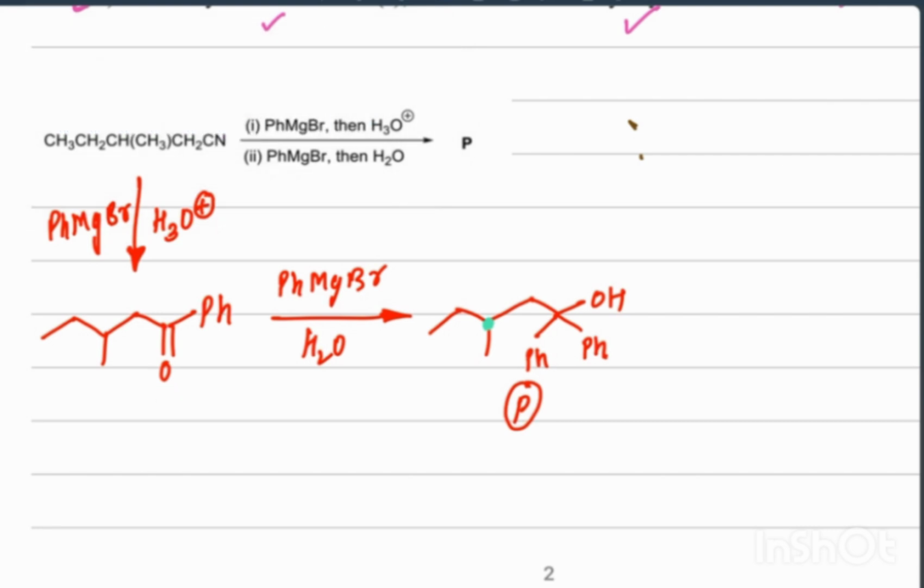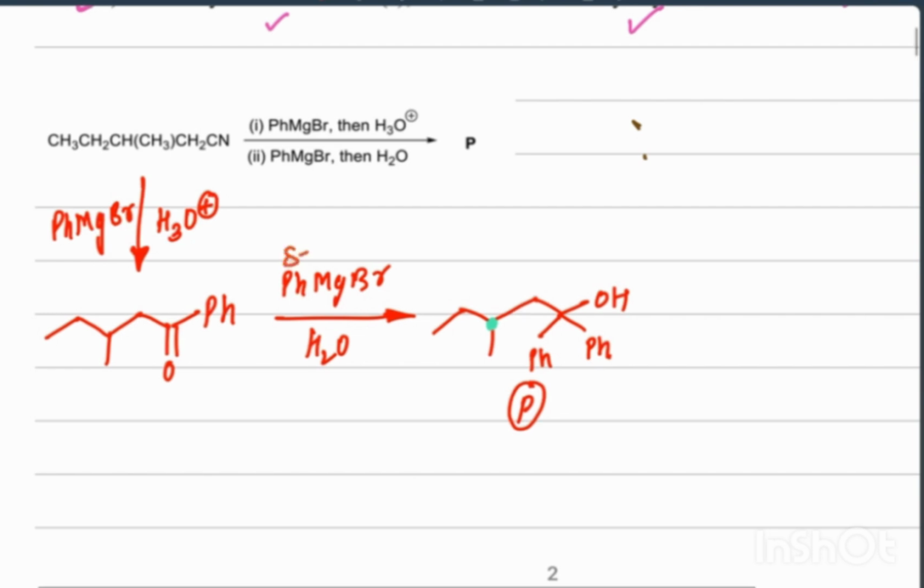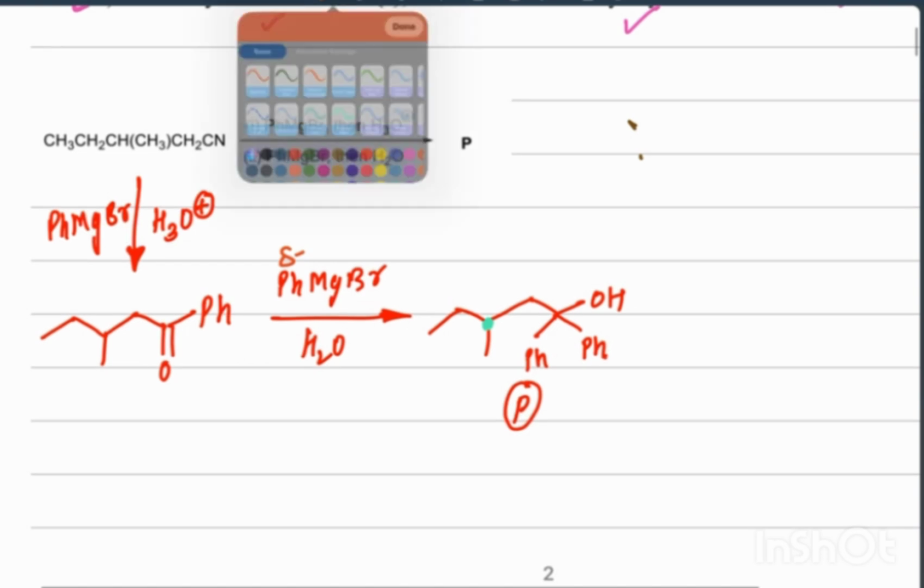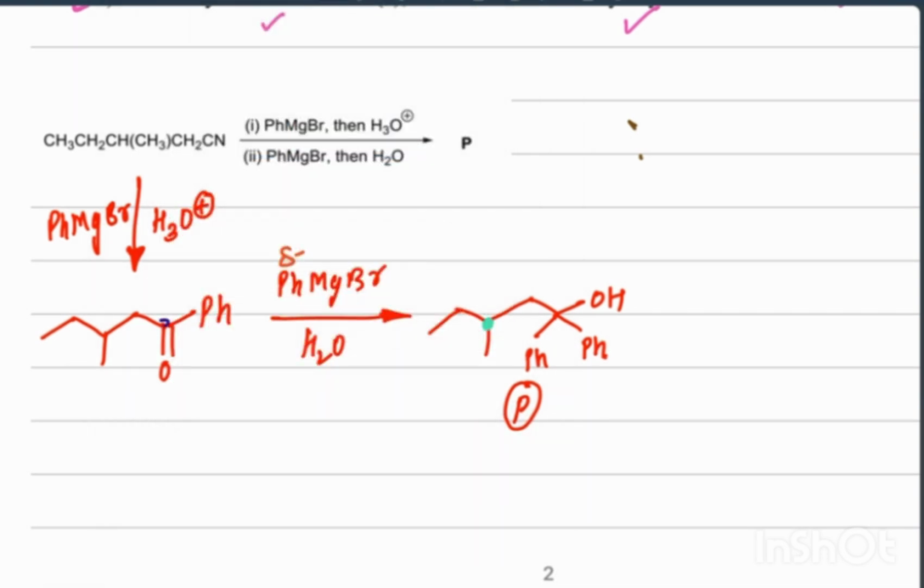And after that, again Grignard reagent is reacted in the presence of water. So what it will do, the partial negative will attack at this carbon and we will get this type of alcohol. So P should be like this.